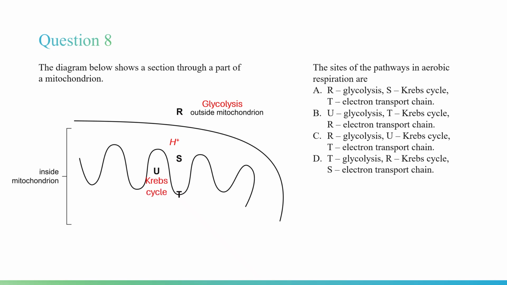U is the mitochondrial matrix, inside the mitochondrion, where the Krebs cycle occurs. T is the cristae, or inner mitochondrial membrane, where the electron transport chain takes place. This membrane is folded to increase its surface area.